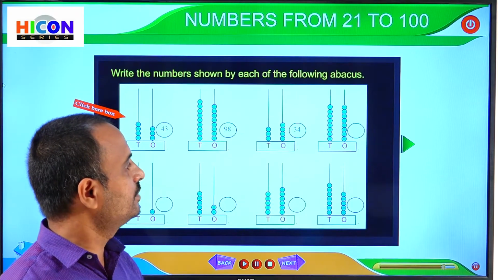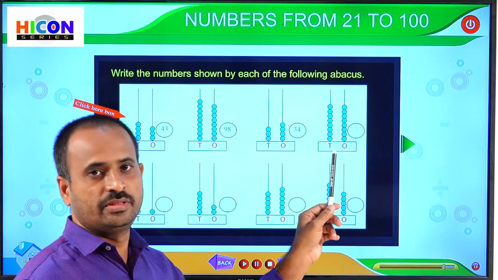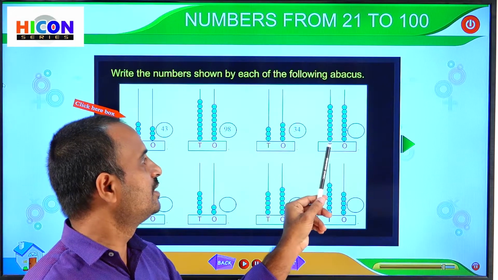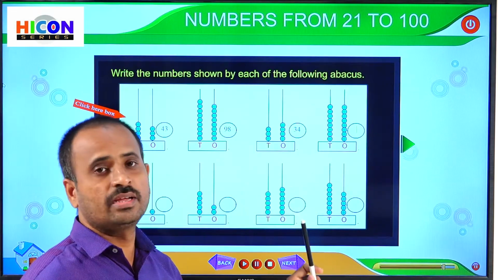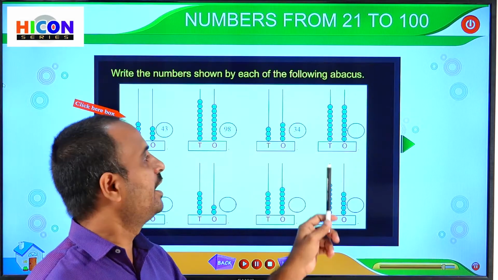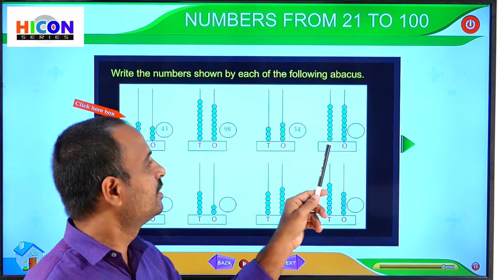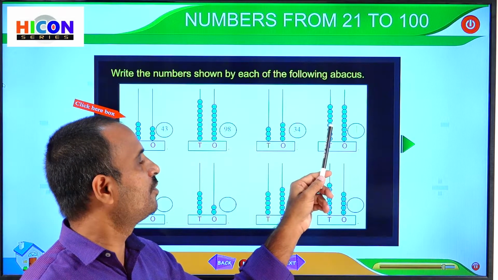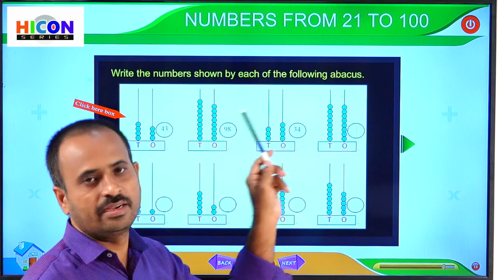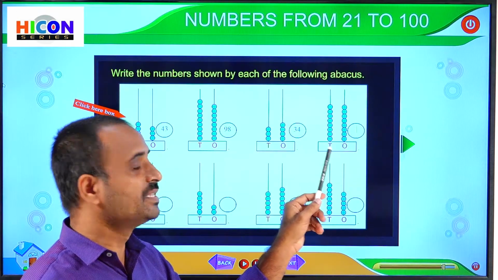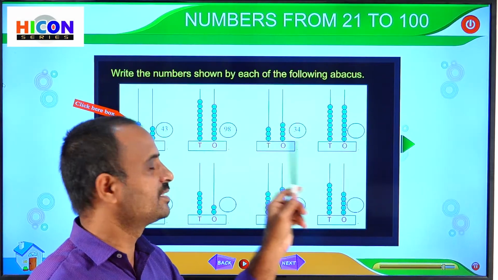And see the next one. Here also there are 2 spikes. One is the ones spike and T means this is the tens spike. Count the number of beads in each spike and write that number in that place. So how many beads are there on the tens spike? 1, 2, 3, 4, 5, 6, 7, 8. So children, 8 beads are there on the tens spike. That means 8 is present in tens place.